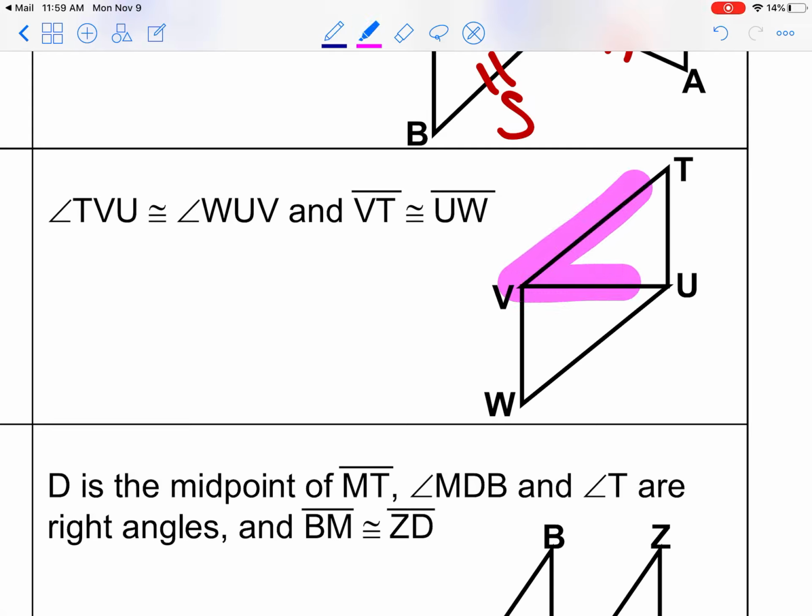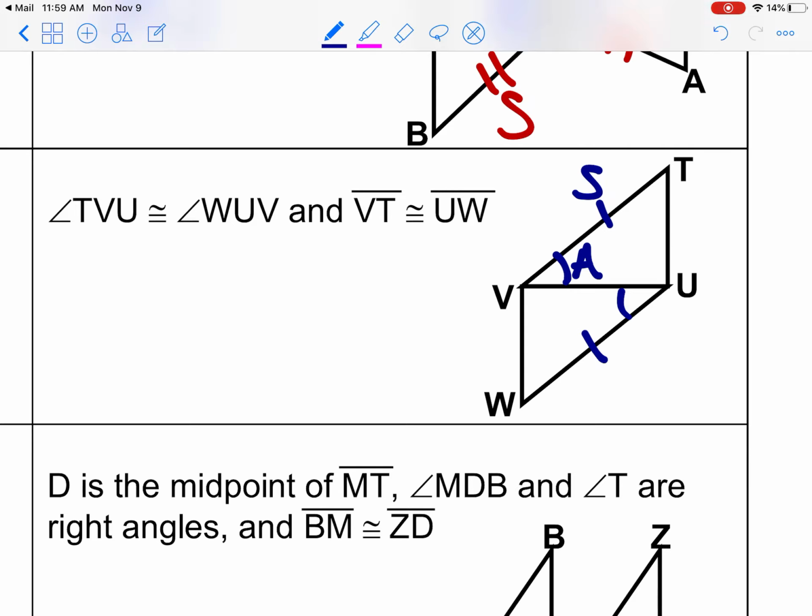Angle TVU, so trace over those. Think about it like this, TVU right there. Now we can see that angle. So angle TVU is congruent to WUV. So if you need to see that, WUV is right there. So we can mark those 2 congruent. Okay, that represents an angle, so let's put an A there. Then we know that side VT is congruent to UW. Okay, so that makes an S.